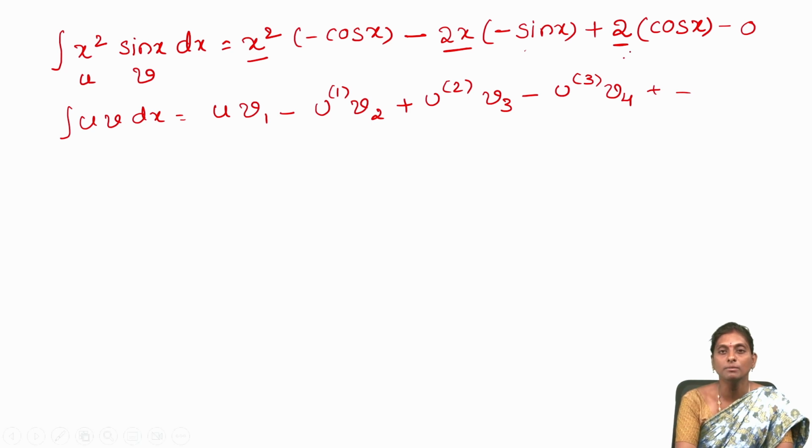The first term is differentiation, the second term is integration. So the result starts from u, x square, and the second term is the integration of sin x, minus cos x. After that, the symbol minus, the next first term 2x, and the integration of minus sin x, plus 2 and its integration. This continues until the first term, the u term, becomes constant, and the differentiation of this 2 is 0.